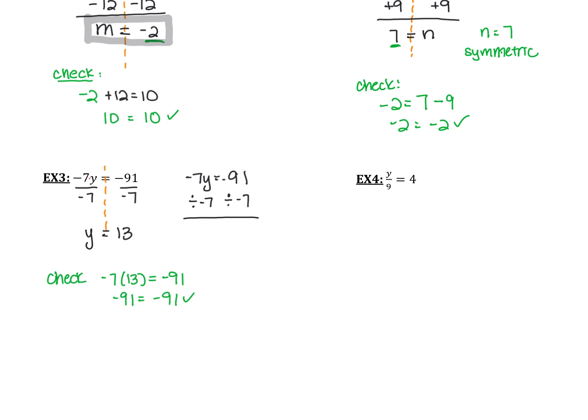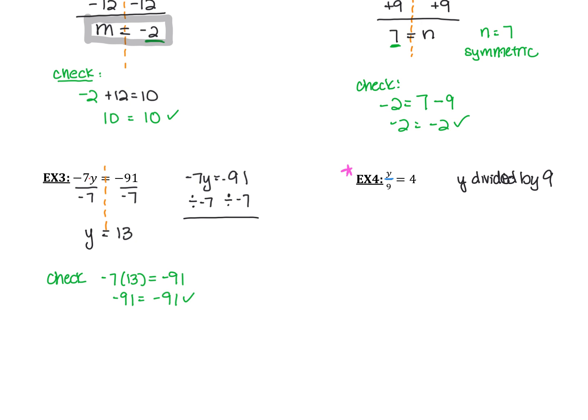All right, if it were me, I would probably star this next problem. Why? Because people freak out when they see fractions, and we don't need to freak out about fractions. A fraction that is written like this, with this division sign right here, which looks like a fraction, really just says y divided by 9 equals 4. That's what it says.